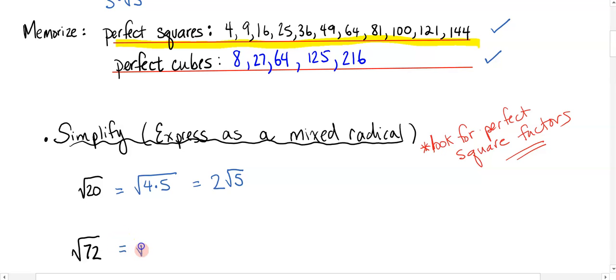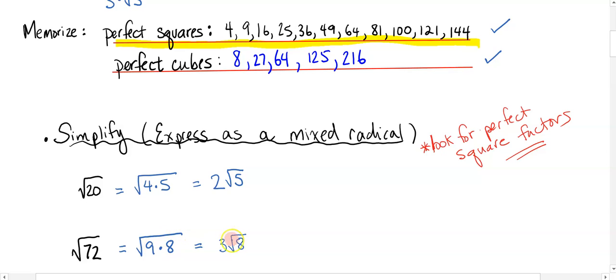You're not wrong, but if I do it this way, whoops, I make a mistake. If I do it this way, I'm not wrong, I'm just not done. Because if you look at 8 inside, there's still a perfect square that divides into 8, right? 9 is a perfect square that goes into 72. It's just not the largest one.